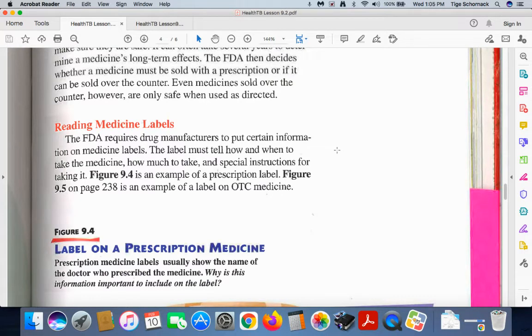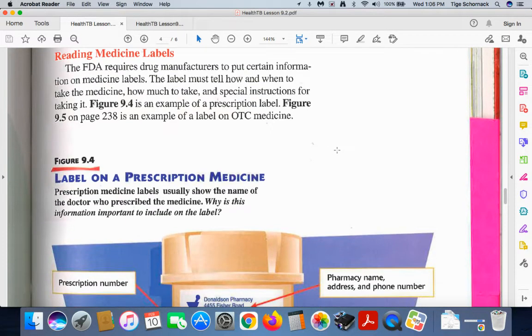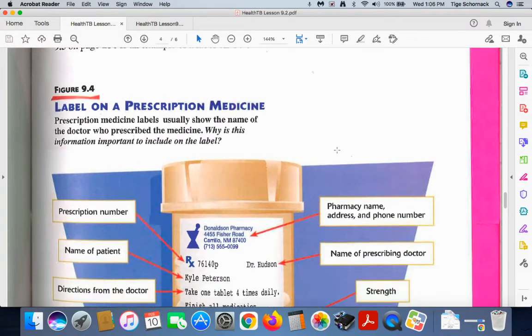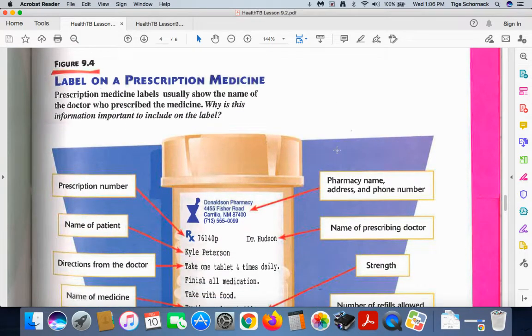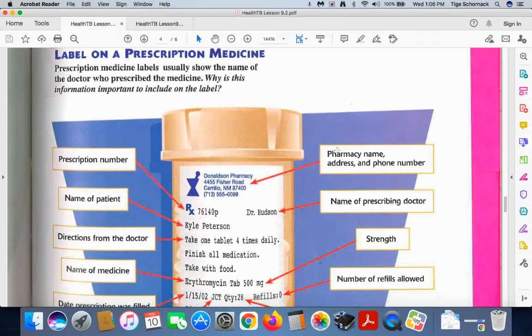Reading medicine labels. The FDA requires drug manufacturers to put certain information on medicine labels. The label must tell how and when to take the medicine, how much to take, and any special instructions for taking it. Figure 9.4 is an example of a prescription label. Figure 9.5 on page 238 is an example of a label on an OTC medicine. Label on prescription medicine. Prescription medicine labels usually show the name of the doctor who prescribed the medicine.